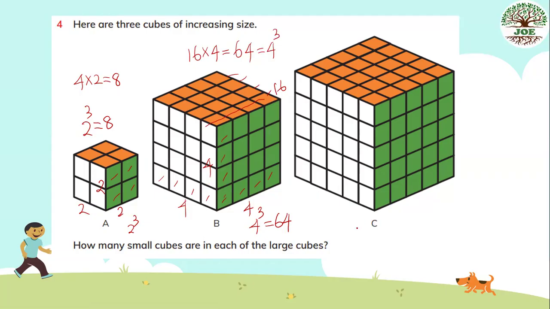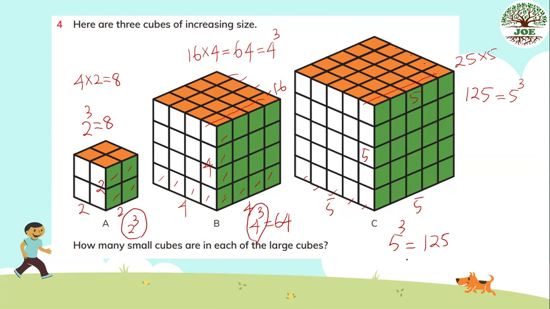Cube C is 1, 2, 3, 4, 5. This is 5, and here is 5, and here is 5. So C is 5 cubed. 5 cubed is 125. So let's check. How many cubes does each layer have? 5 and 5 is 25. Each layer has 25 cubes. There are altogether 5 layers. So 25 times 5 is also 125. 125 is 5 cubed. So A is 2 cubed, B is 4 cubed, and C is 5 cubed.